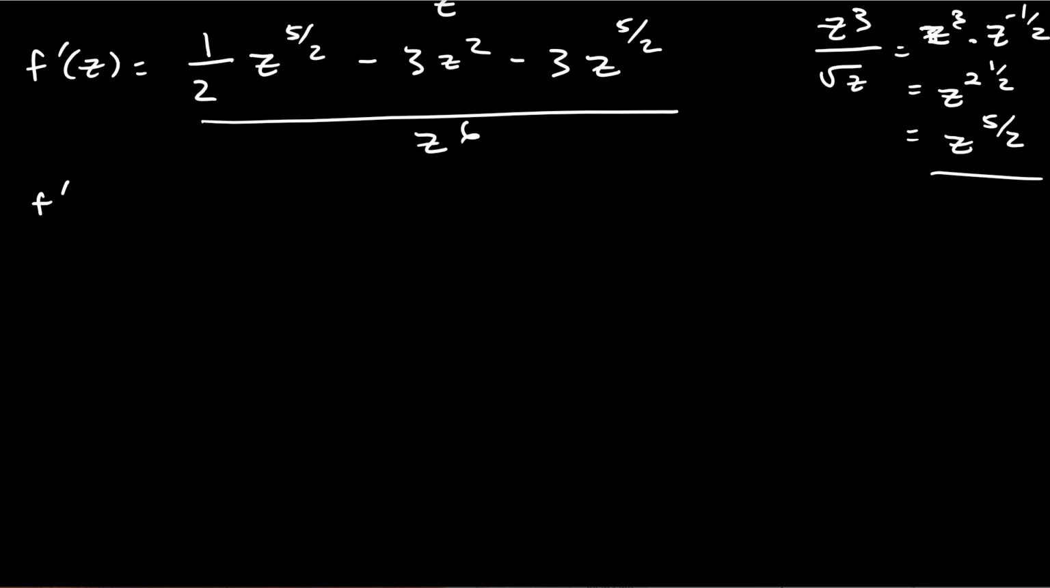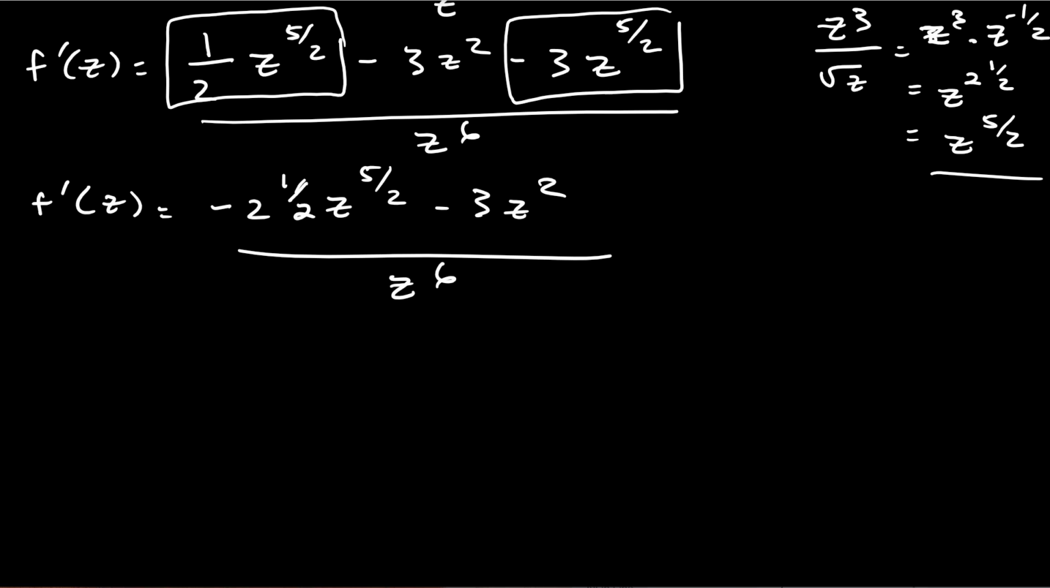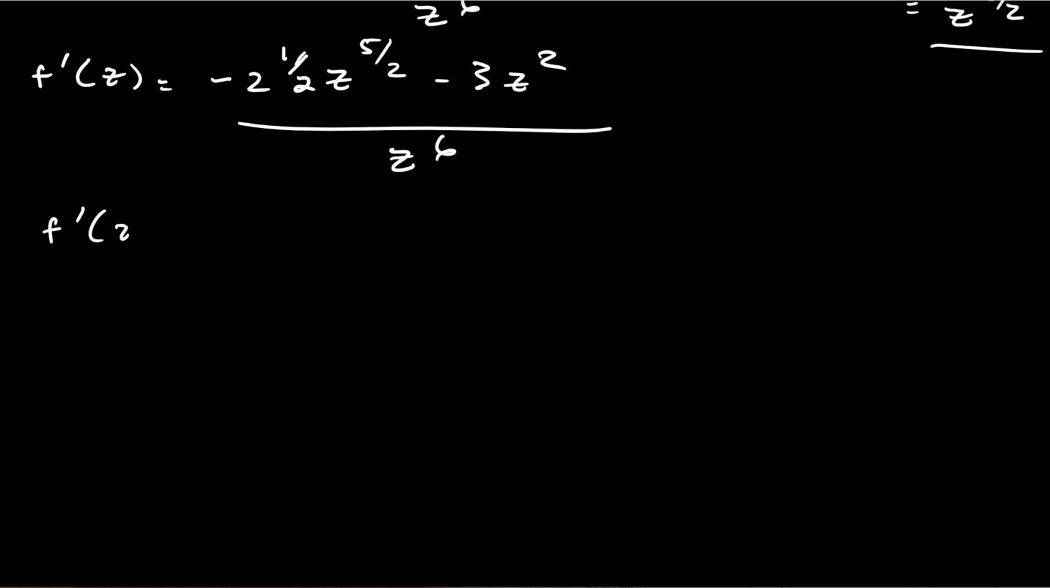So continuing, we have f primed of z. Now we can gather, we have a 1/2 z to the 5/2 here, and a minus 3z to the 5/2 here. So that's going to be minus 2.5 z to the 5/2 minus 3z squared all over z to the 6. Continuing, we have f primed of z. Minus 2.5 is really minus 5/2. And then we have z to the 5/2.